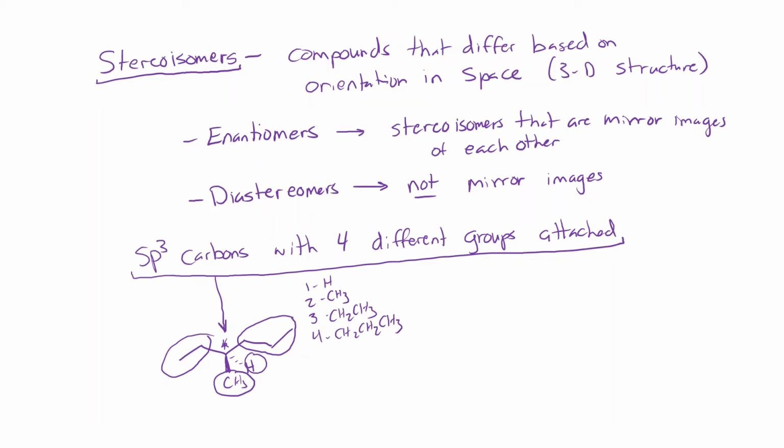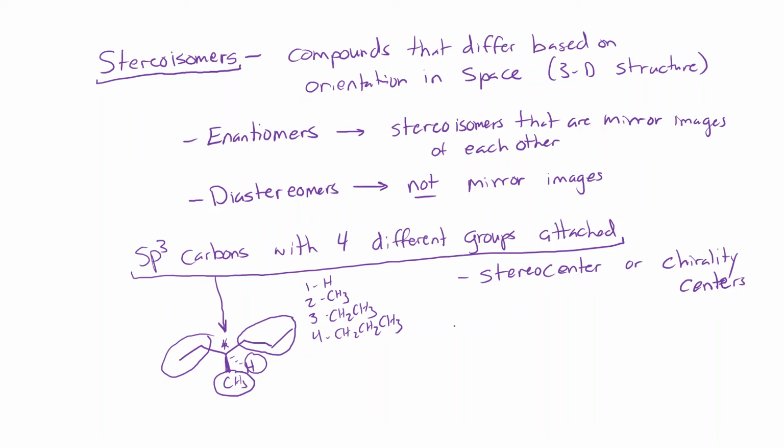And so at that starred position, we have 4 different groups attached to that sp3 carbon. This satisfies the definition for what we're going to call a stereocenter, or a chirality center. You'll see these used. Some people say that these mean different things. Those people are crazy. Mostly, in 99% of the cases, these are going to mean the same thing. Right? So a stereocenter or a chirality center is defined as an sp3 carbon with 4 different groups attached.